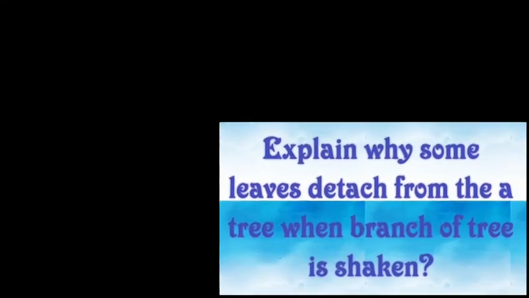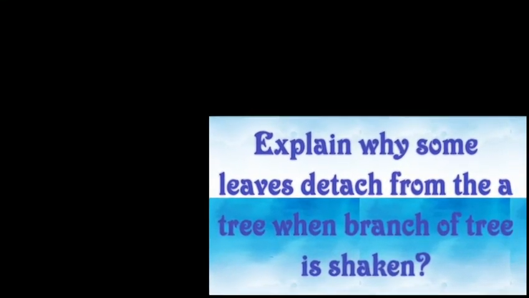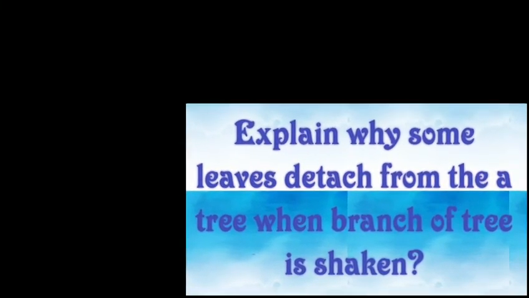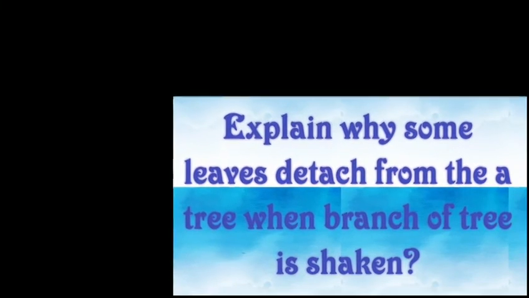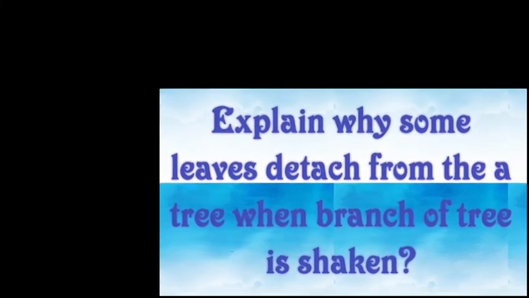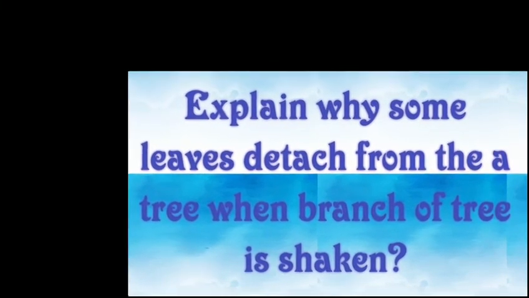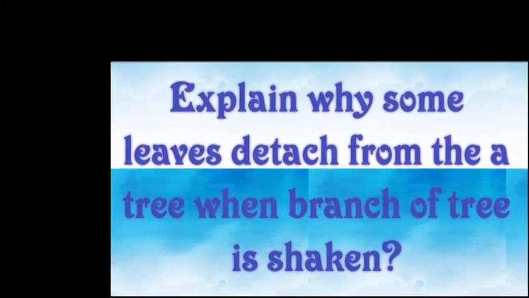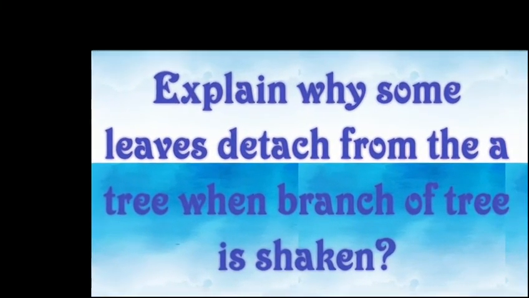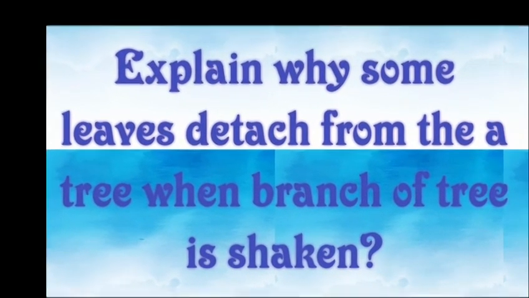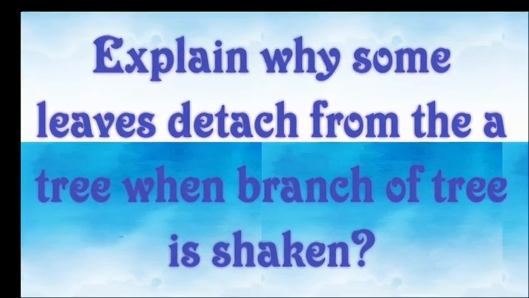Next question is, explain why some leaves detach from a tree when a branch of the tree is shaken. The reason is, initially the branch of the tree and its leaves and fruits are in a state of rest. But when force is applied on the branch of a tree, the tree comes in motion, but due to inertia of rest, the leaves and fruits remain in the state of rest, hence fall down.